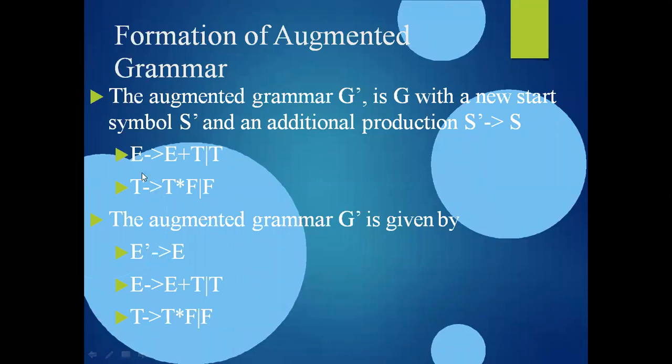If you have A, then A dash tends to A. If you have S, then S dash tends to S. That means just adding a new variable from the starting variable of the given grammar, just by putting the dash here. And to make it a live variable, we need to define the rule, right? So by defining it with the starting symbol of the grammar G, we write the rule like this, because the augmented variable is defined with the starting symbol of the given grammar.